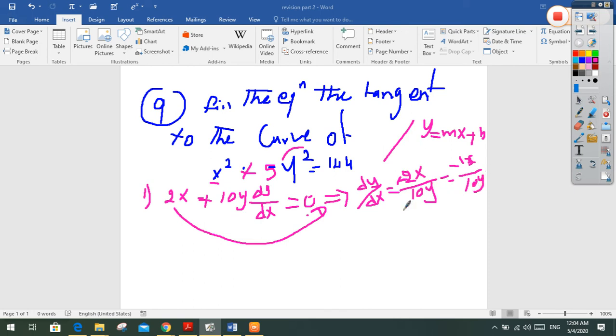Clear or not clear? Then find the slope, replacing by the point where the tangent is, the coordinate (1, 2). Sorry, I forgot to write that at the head of the question. So the slope will be what? Replaced by this point, it will be negative 1 over 10.